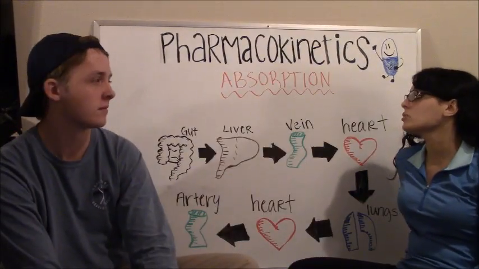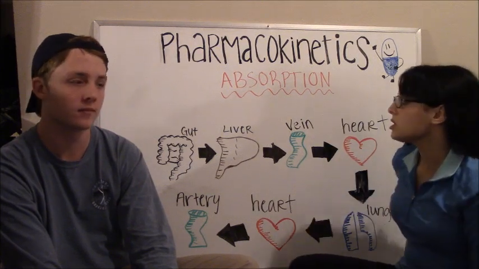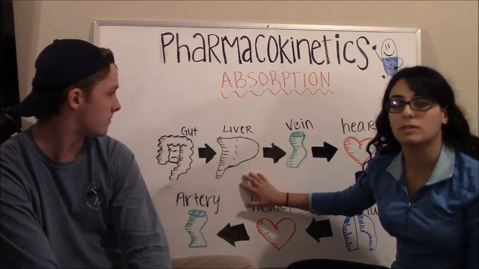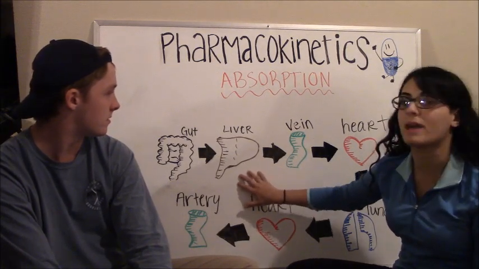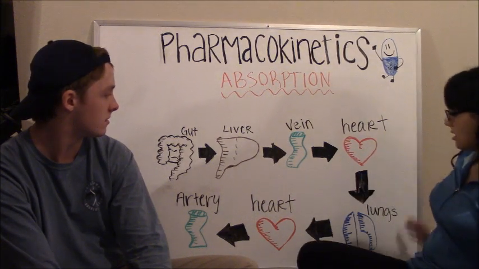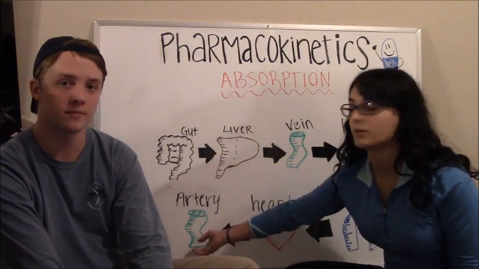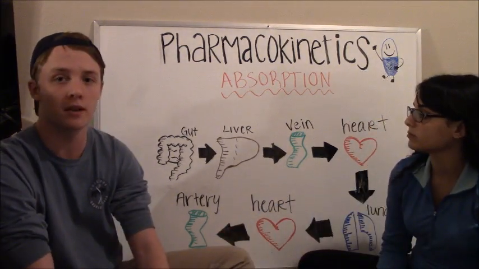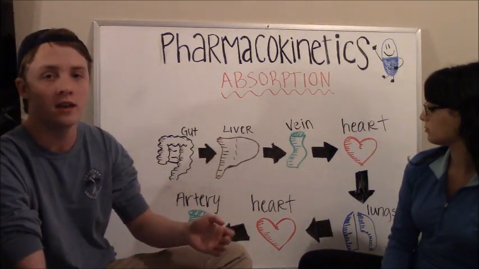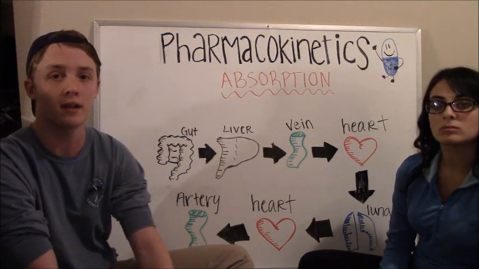In order to talk about absorption, we first need to understand the way a drug travels through the body via the blood. So, a drug could start in the gut, and then it could go to the liver via the hepatic portal pathway, and then it could go to the vein, and then to the heart, the lungs, then back to the heart, and then it can circle back to the arteries. This is a time-consuming process, which means depending on where in this process you administer the drug, it'll have different effects on the intensity and the duration that the drug is in your body.